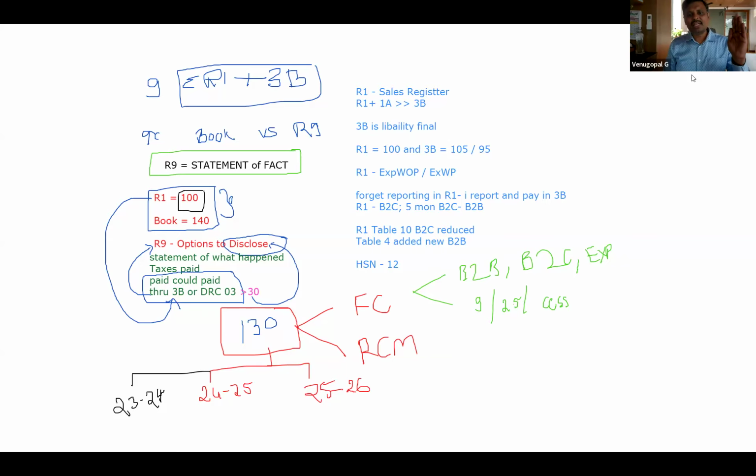Are we clear with the concept of GSTR 9 with regards to outward liability? Is this clear to all? If it is clear, please put yes in the chat. If you have any doubt, put your question.